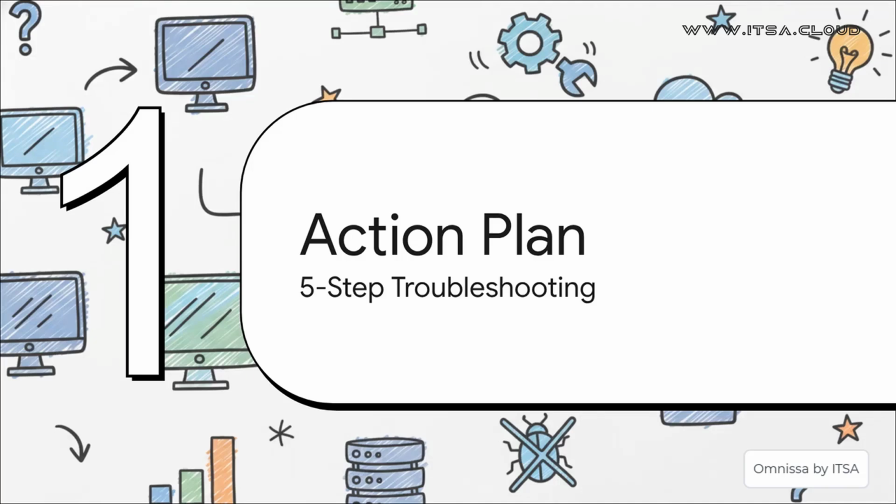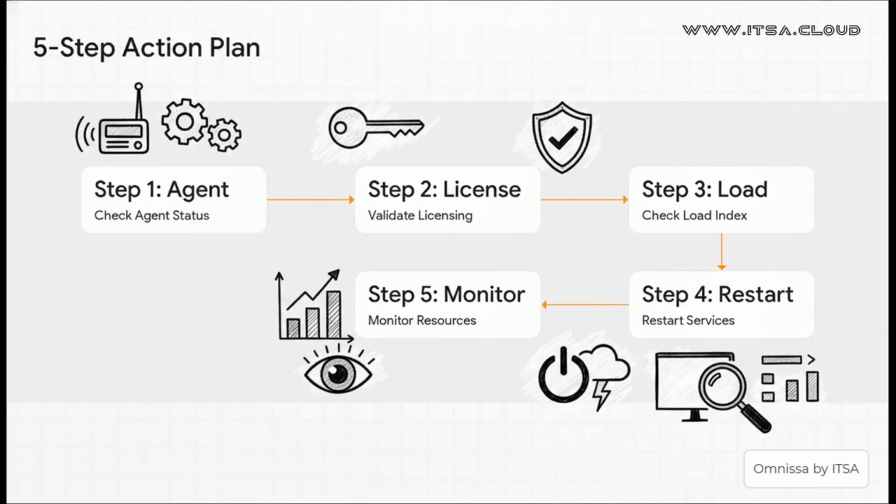Okay, we've identified our lineup of suspects. Now let's talk about what to do about them. Here's a 5-step action plan, a toolkit to help you systematically work through the problem and get control back. You'll notice this action plan maps directly to the culprits we just talked about. Step 1, check that agent status. Step 2, validate your licensing. 3, check that load index. 4, a simple but effective one, restart the services. And 5, always be monitoring your resources.